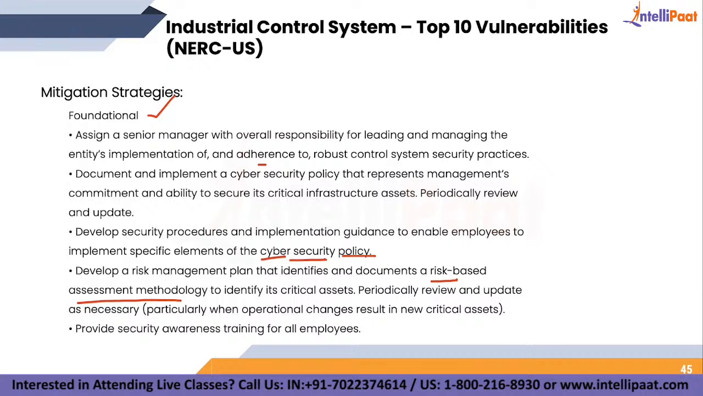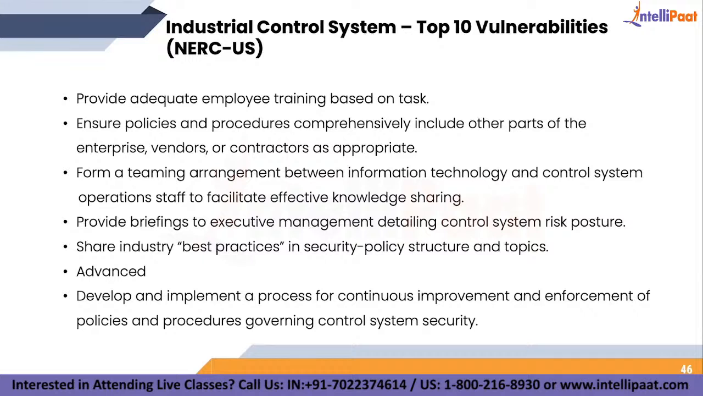So identify the critical assets. This is where I explained to you yesterday the crown jewels. Out of the overall available assets in front of you, the mission critical elements are the ones you have to prioritize: mission critical elements 1, 2, 3, 4, 5, then second level priority, third level priority. You have to define accordingly. There should be a periodical review and update as necessary. It's very important to provide adequate employee training based on the task, and ensure the policies and procedures comprehensively include the other parts of the enterprise, vendors, and contractors.